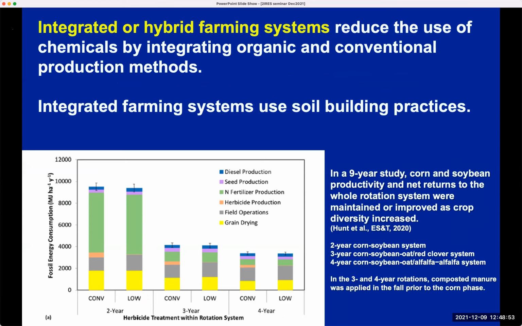Integrated hybrid systems to me probably have the most promise because they blend the two systems.